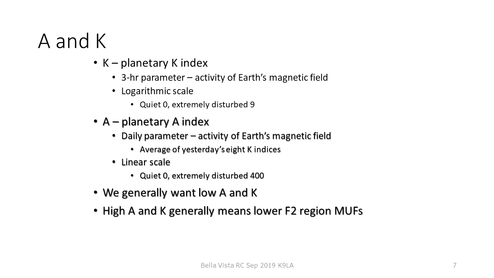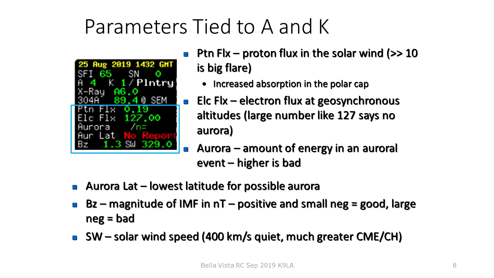Okay, there's some other parameters tied to the A and K indices on that panel too. And we'll talk about those that are in the blue box. The PTN FLX, that's the proton flux in the solar wind. And if that number's much, much greater than 50, that means a big flare happened.